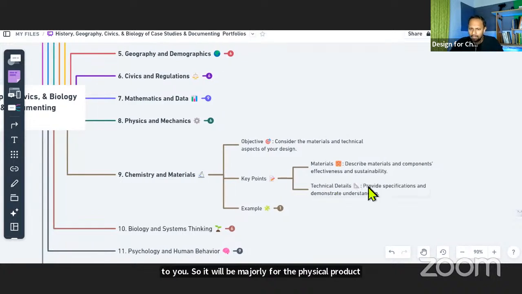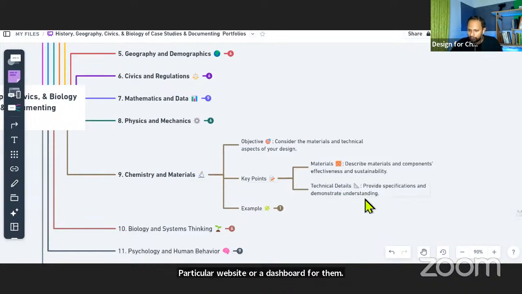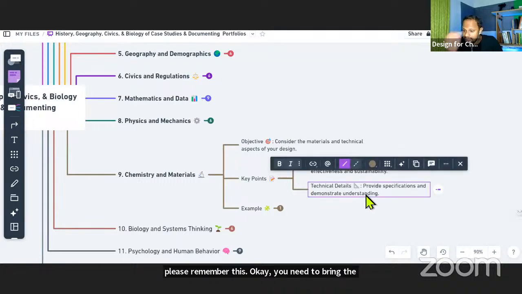What is the chemical change that happened, and how? Let's say you're designing some kind of drug system, you also mention what effect people will get after using that particular product, and you designed a website or a dashboard for them. Okay, please remember this. You need to bring the technical specification of it. If you're bringing a design system into your project, you can use this technical specification to write down the design system of it.